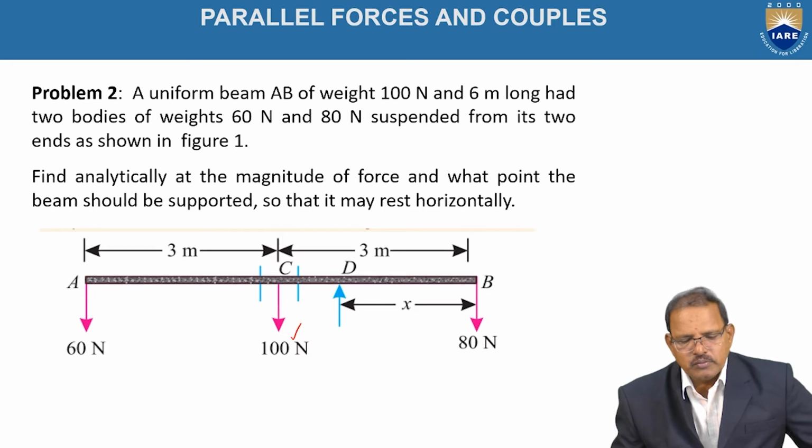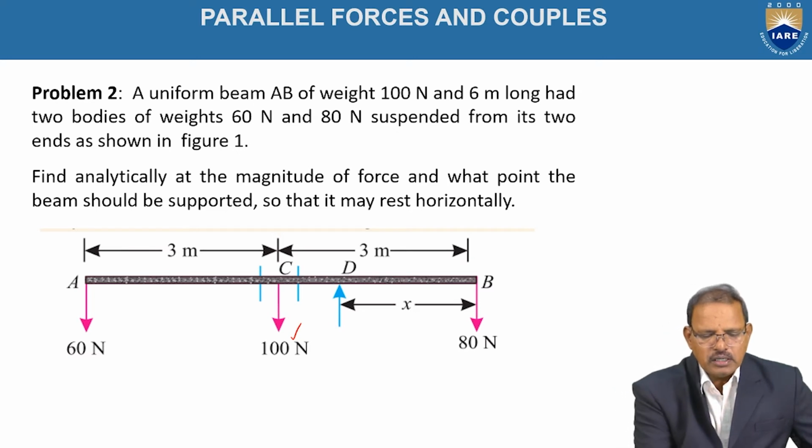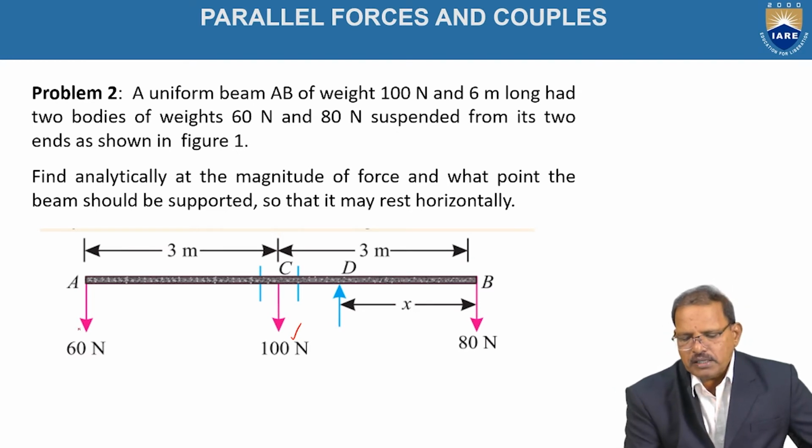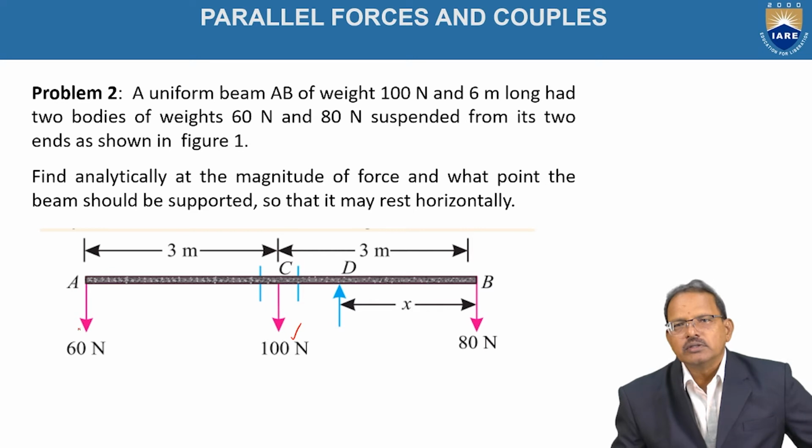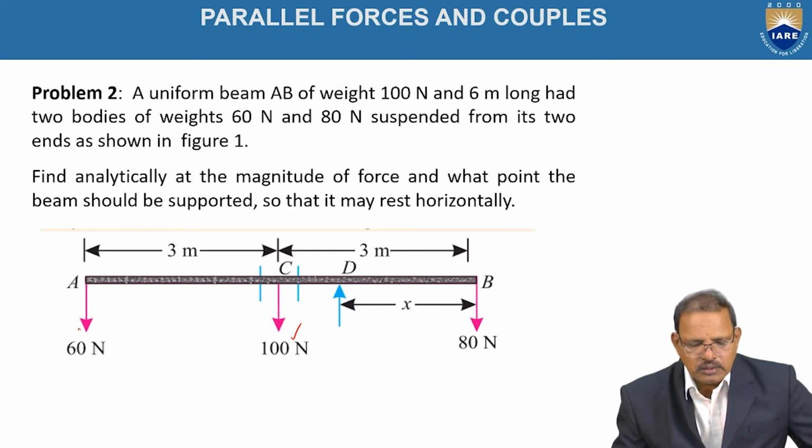And two bodies of weight 60 newtons and 80 newtons suspended from its two ends as shown in the figure. That means at A, 60 newtons, and at B, again 80 newtons. That is, the total forces acting are 60 newtons, 100 newtons and 80 newtons.